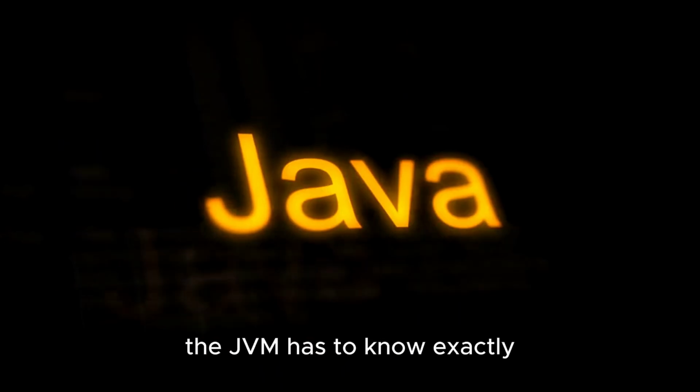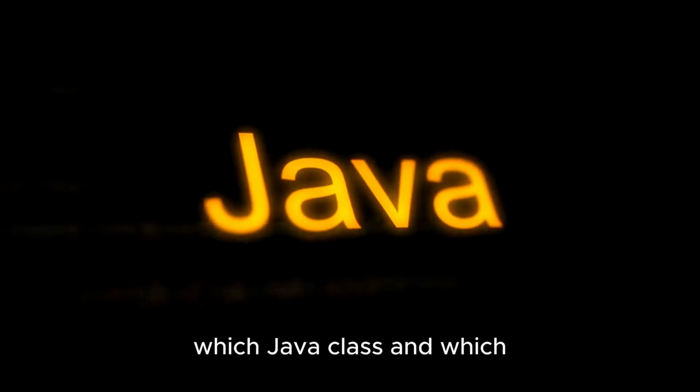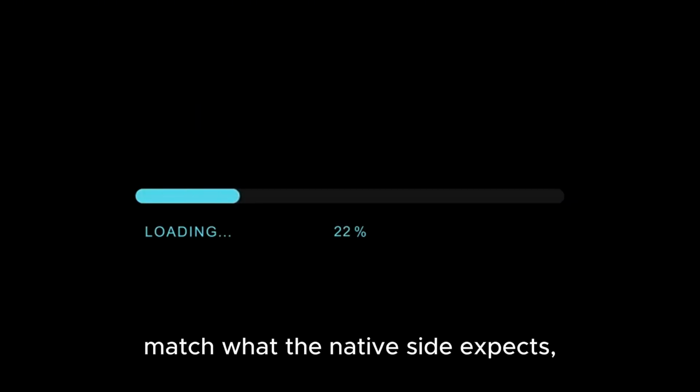When you make a JNI call from Java into native code, the JVM has to know exactly which Java class and which native method signature is being referenced. If the class loading process doesn't match what the native side expects, the whole thing can crash.